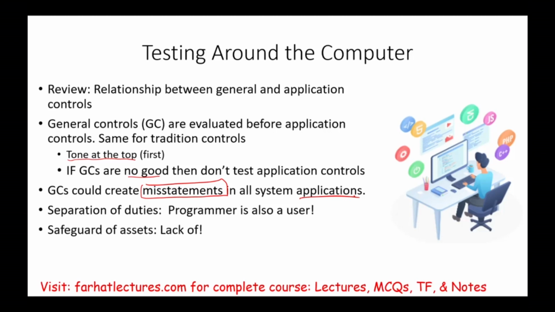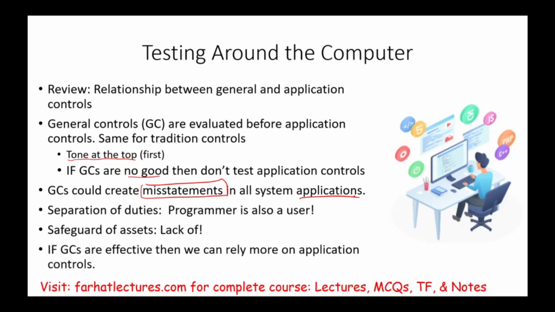Or if there's no safeguard of assets, they don't have monitoring system, they don't have security cameras, they don't have fences, they don't have locks, they don't have passwords. Well, how good are the application controls at that point? So if general controls are effective, then we rely more on application controls. So in this session, we need to learn about internal controls when it comes to IT. How do we test internal controls? Let's go ahead and get started.